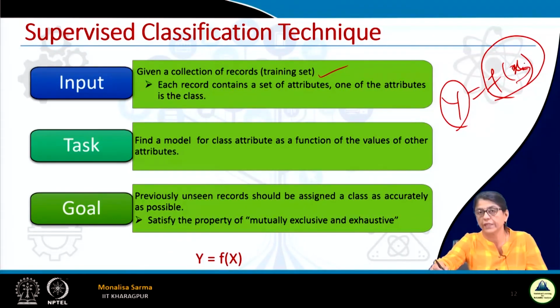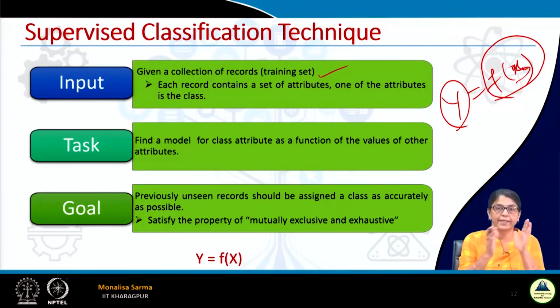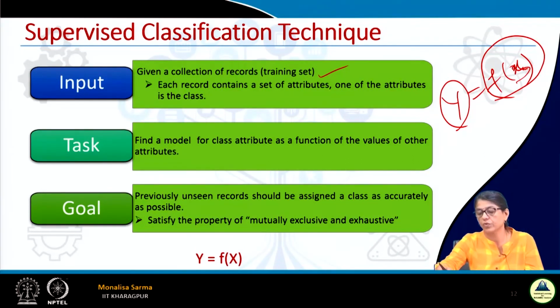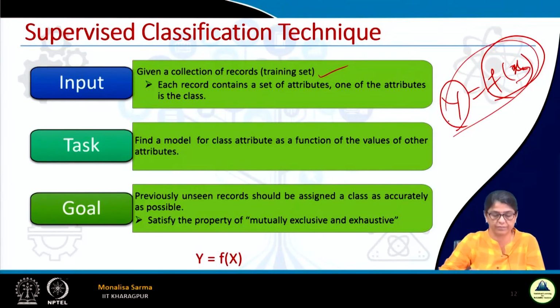Initially, before going to classify things, I should understand the stuff. This thing belongs to this class. So we have already modeled it, we have already trained it ourselves, like a child that is trained. Once we have trained ourselves, then this is our task. What is the goal? Previously unseen records should be assigned a class as accurately as possible.